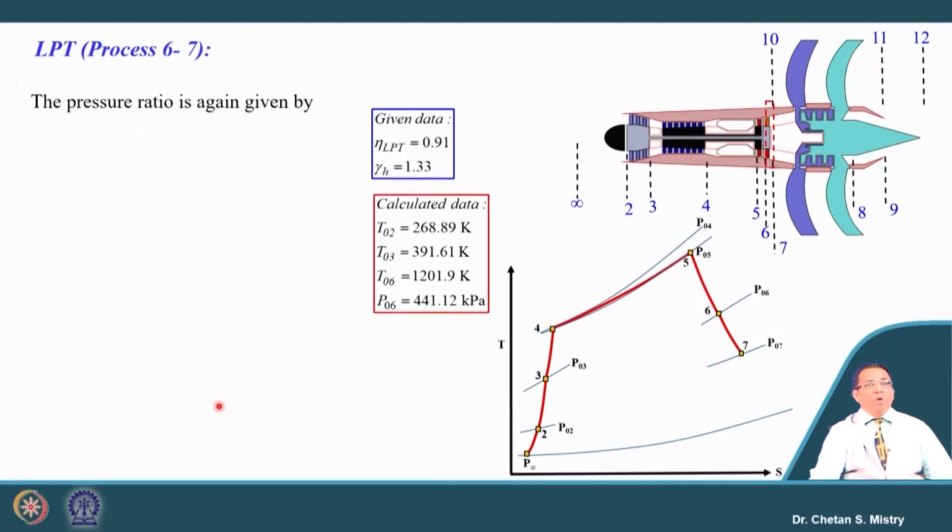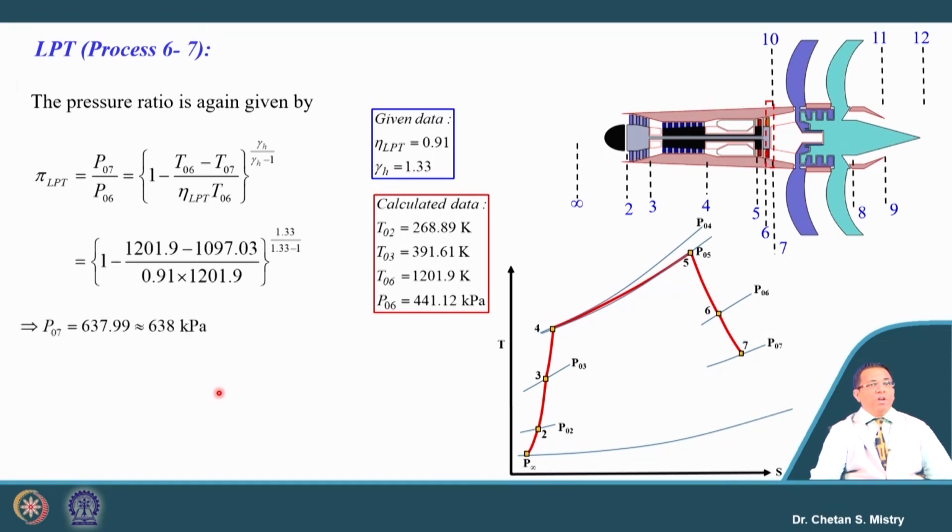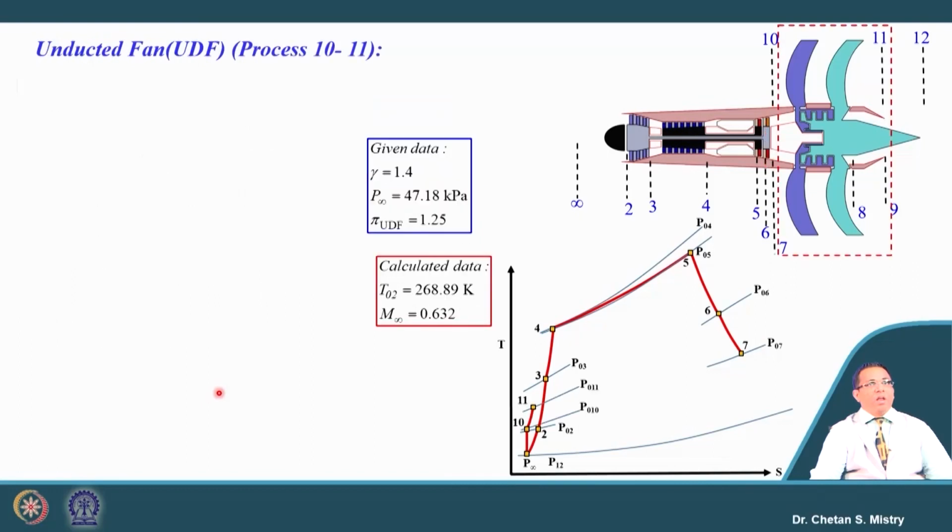Now, in order to calculate the outlet pressure, we can correlate our expansion ratio, or the pressure ratio, in terms of temperature as well as the isentropic efficiency for the LP turbine. The isentropic efficiency for the LP turbine is given as 91%. So, let us put that number, and if we calculate, the pressure comes to be 638 kilopascal.